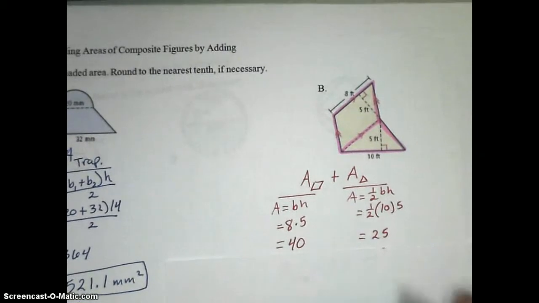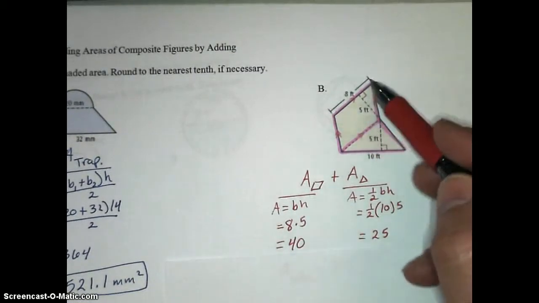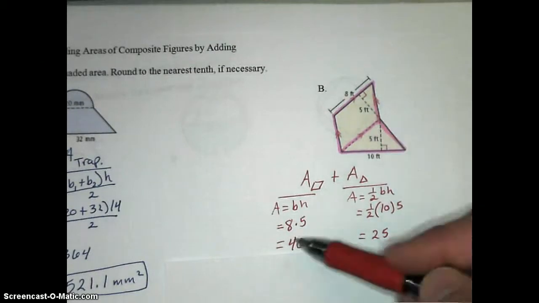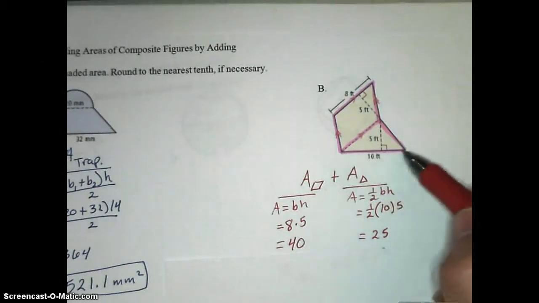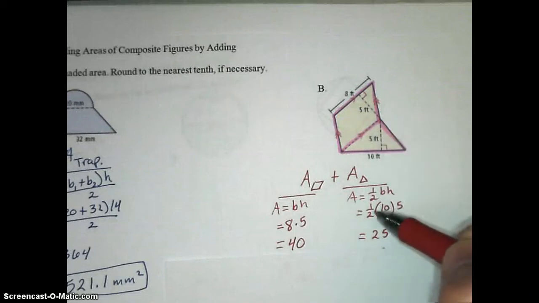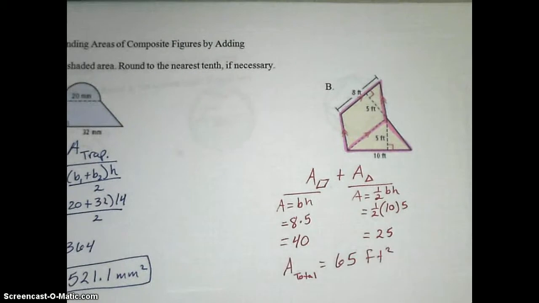Okay, so if we look here, the area of our parallelogram: the base of your parallelogram is 8, the height is 5. 8 times 5 is 40. The area of your triangle is 1/2 a base of 10 times a height of 5. 1/2 of 10 times 5 is 25. So if I add these two areas together, we get a total area of 65 square feet. And that's as simple as that.